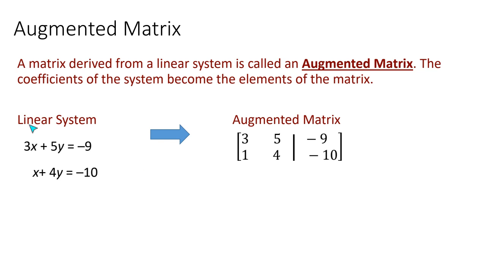Okay, so if you look at this linear system here, you have x's and you have y's, and then you have your -9. So the 3 and the 5, those are what we call coefficients, and then the -9 is your constant. So we would simply write our coefficients, 3 and 5, and then we have our -9. This vertical line, you could think of it as the equal sign. And then the second equation is a coefficient of 1 for x, a coefficient of 4 for y, and then we have a -10 as our constant. So this is our augmented matrix.